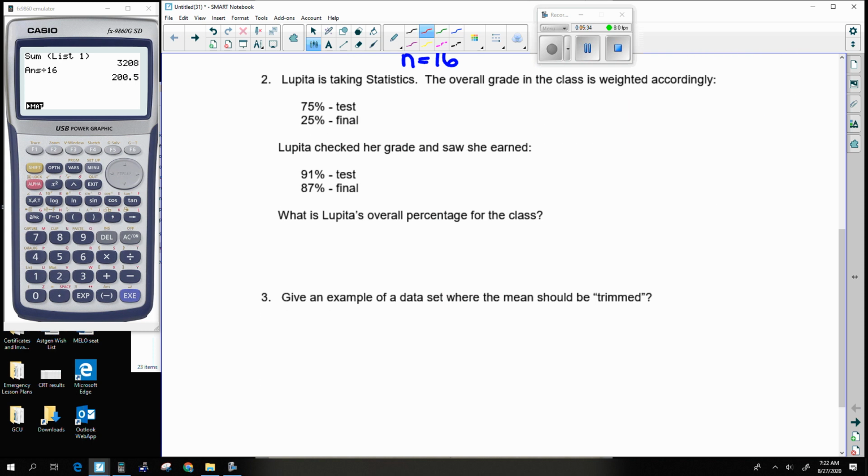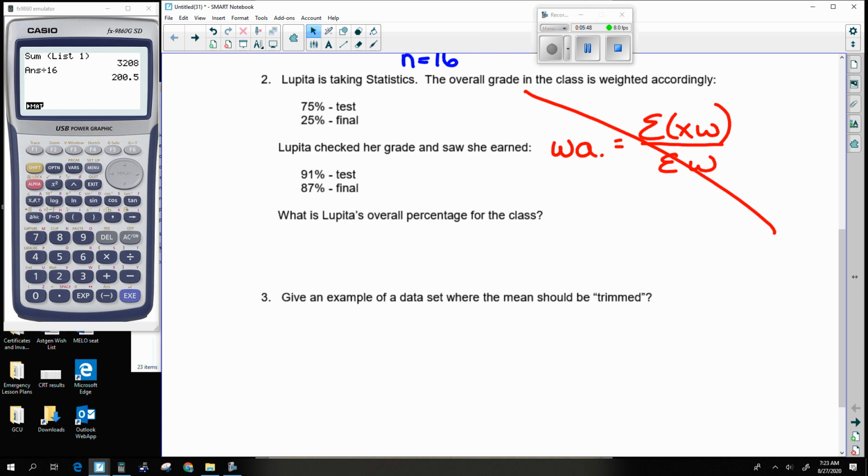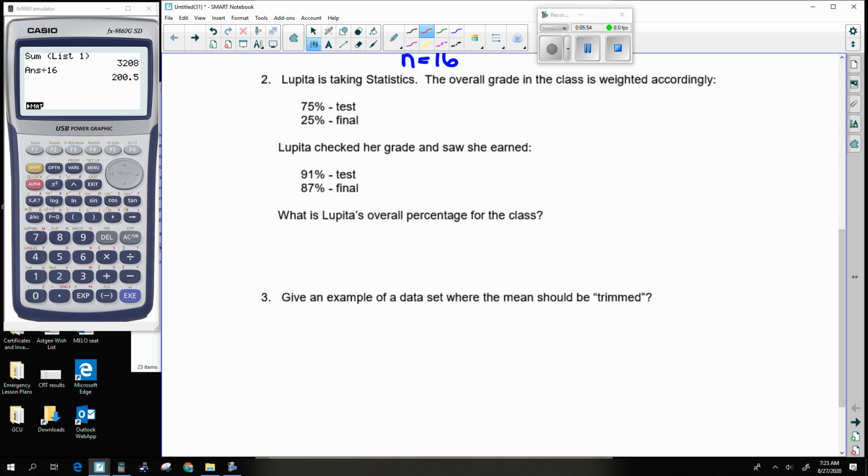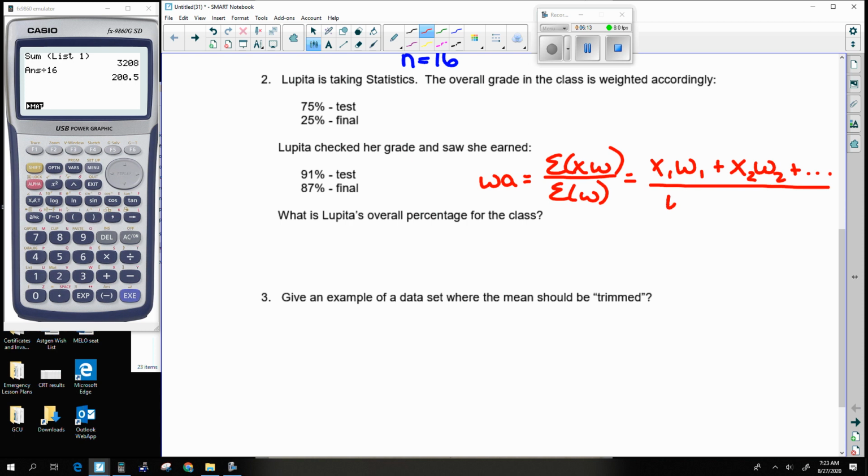Next is the weighted averages. The formula, if you ever look it up, is that the weighted average is the sum of xw divided by the sum of w. So what that in essence means is xw plus xw plus and so on, divided by just the sum of the w's.